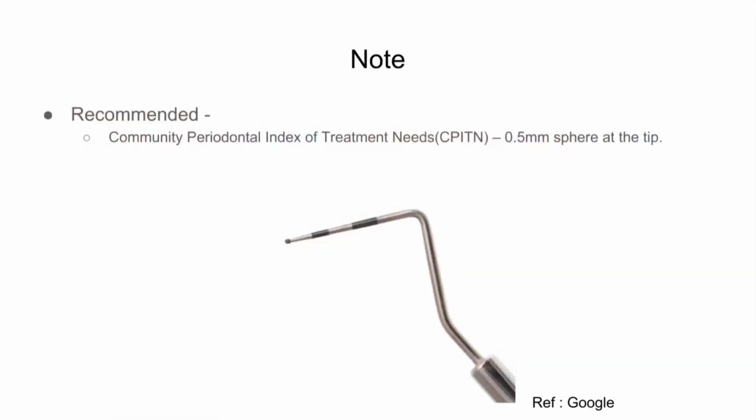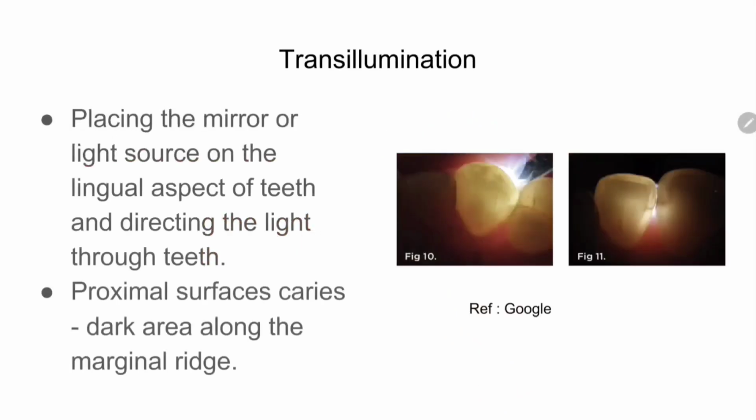Now next, some are saying we should not use this kind of probe or explorer. So actually what is recommended? We have to recommend the Community Periodontal Index of Treatment Needs, which means the CPITN probe, which has a 0.5 mm sphere at the tip. Next method is transillumination.